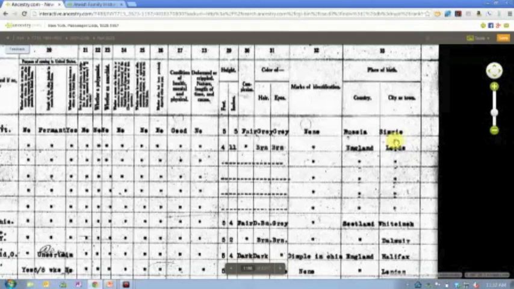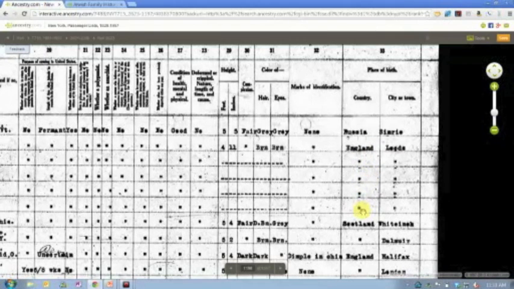Oftentimes, a couple would get married, and both families would pool together the money necessary to get them out of Russia as a wedding present. And sometimes they could only get as far as a port city in Germany or as far as England. That was as far as they could get with the money that they had. And then they would work for a few years. In this case, this oldest child is 14, so we know they were in England for at least 14 years.